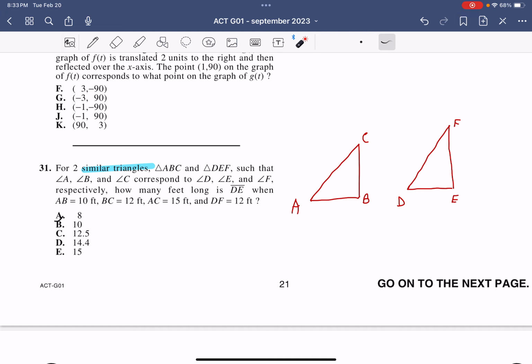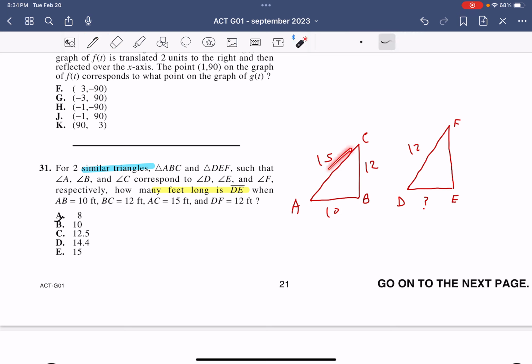If they're saying that ABC is similar to DEF, you have to write those in the same exact order. And they're saying AB is 10, BC is 12, and AC is 15, and they say DF is 12, but they're asking us about DE. What is the length of DE? They mention feet here for units, but in this problem, you don't have to worry too much about that. Okay? So what we're going to do is set up a proportion, right?